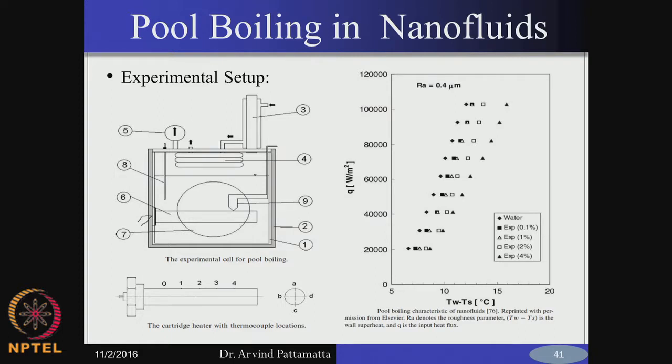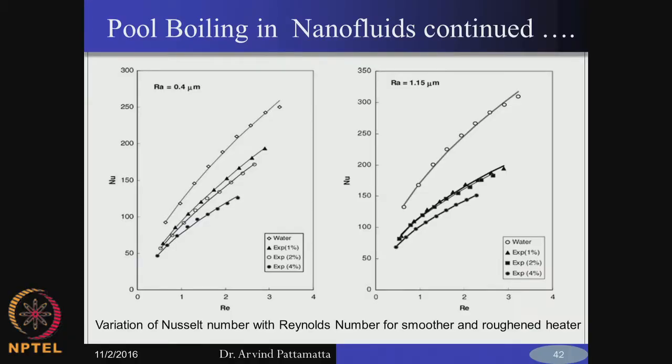Okay. So, if you therefore plot Q versus T wall minus Ts, you take the ratio of at any value of T wall minus Ts you calculate Q, the value of Q will be smaller if you add nanoparticles. So, that means the pool boiling heat transfer coefficient actually comes down with the addition of nanofluids. Okay. So, therefore, if you plot this as a Nusselt number, you can see that the Nusselt number actually deteriorates with the pool boiling case.